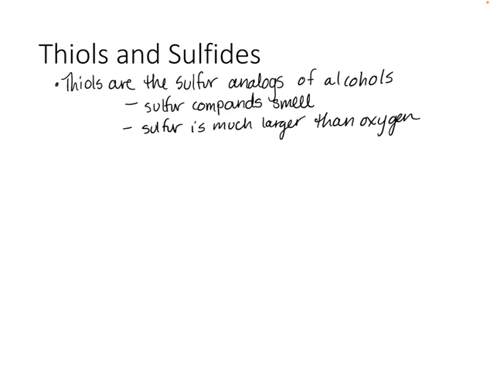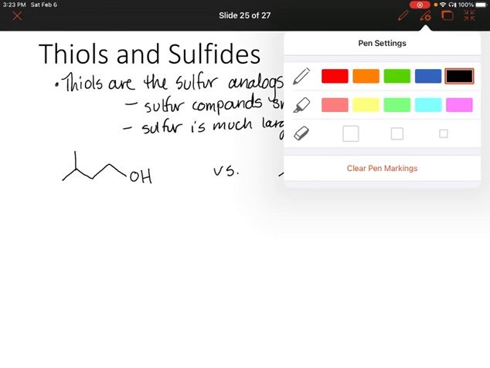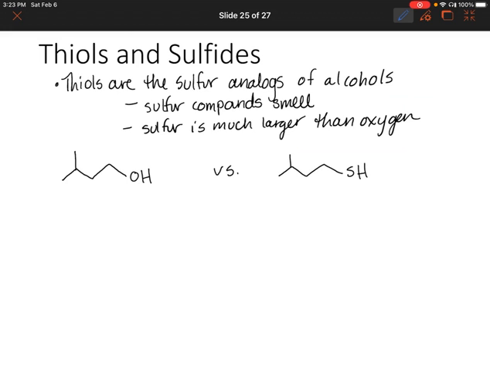Now, let's look at a couple of compounds. So we'll look at an alcohol and a thiol and see how we name them because they're pretty similar. So for instance, let's say we have the following alcohol and then the following thiol. So let's count how many carbons we have in the longest carbon chain. So let's see, for the alcohol, we have 1, 2, 3, 4 carbons in the longest chain. And it's the same for the thiol.